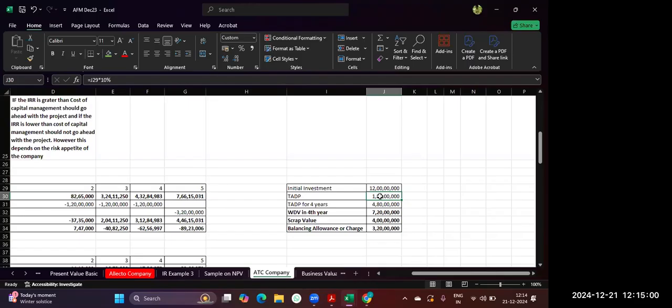Sir, but for tax purpose, we are using SLM, right? For tax purpose, calculation of TADP, we are using SLM. Yes, in this question, yes. But we should deduct scrap value, right?